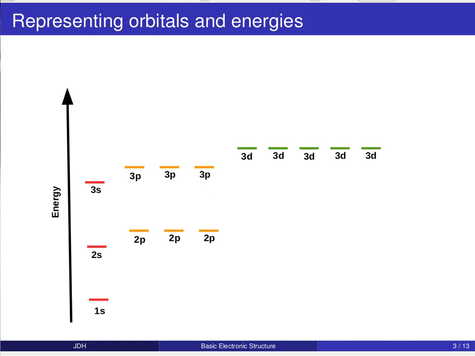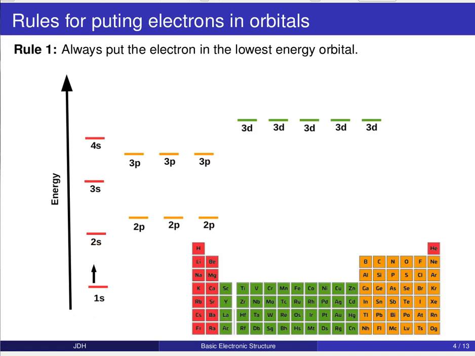And then I'm going to present a series of 3 rules that will allow us to build up the electron configuration for any element on the periodic table. So let's start off with our first rule. I'm going to start putting electrons into these orbital homes. And the first rule that we are going to have to follow is that we are always going to put the electron in the lowest possible energy orbital.